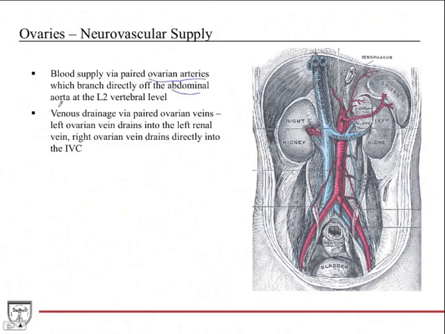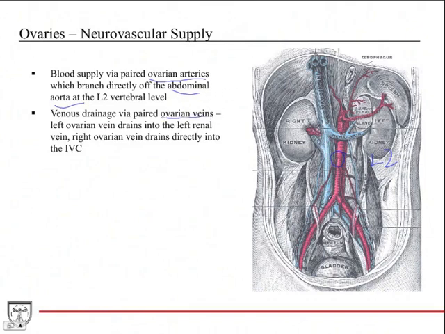The main blood supply to the ovaries is via the ovarian arteries, and these come directly off the abdominal aorta at the L2 vertebral level. And you can see that here in this diagram. So here's where each artery is coming off, and again, this is the L2 level. And you have the right ovarian artery going to the right ovary, and the left ovarian artery going to the left ovary. And the venous drainage is via the ovarian veins.